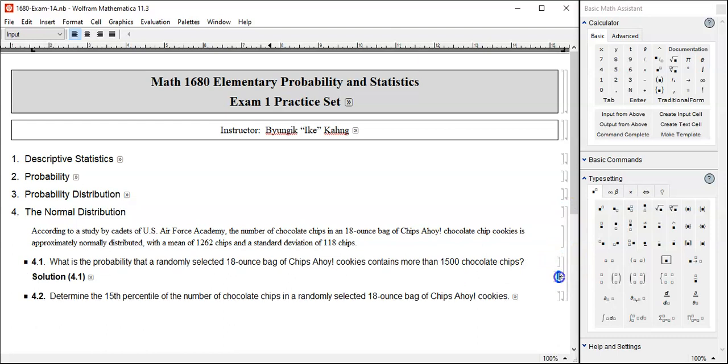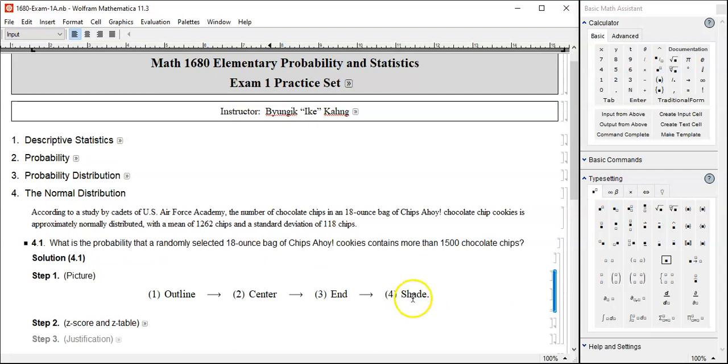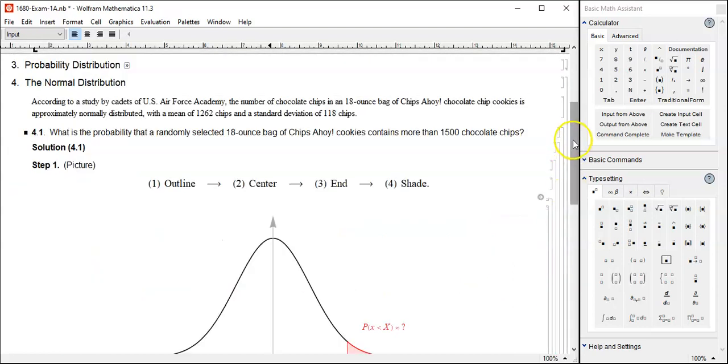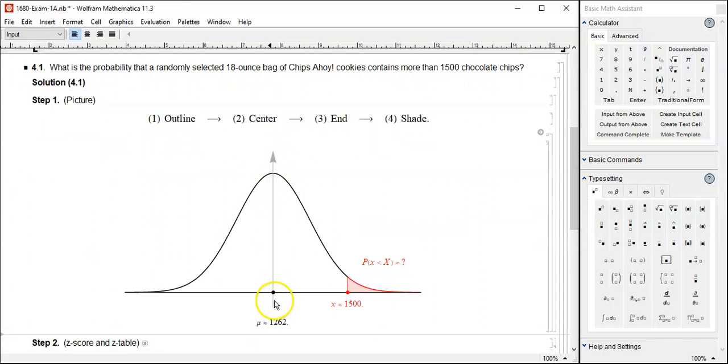Okay, here we go. Here's the standard process: outline, center, end, and shade. So we have the outline, and the center is the mean, 1,262. Now let's go to the end. The problem specifies 1,500. So where's the end, to the left or to the right? In mathematics, right is bigger, left is smaller. 1,500 is bigger than 1,262, so it goes to the right. So we have the end at 1,500.